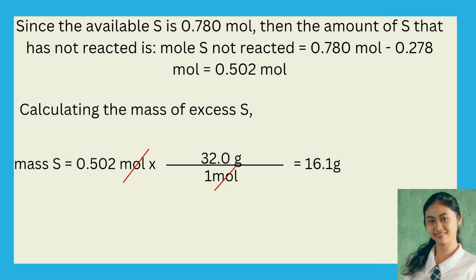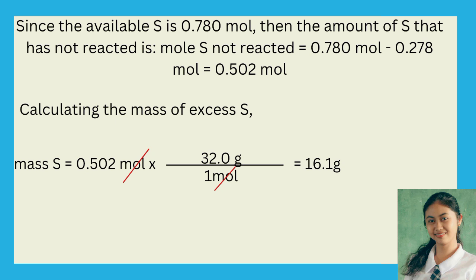To find the unreacted moles of sulfur, subtract the reacted moles from the total available. So 0.780 minus 0.278 equals 0.502 mole of excess sulfur. Then, convert moles to mass using the sulfur molar mass.